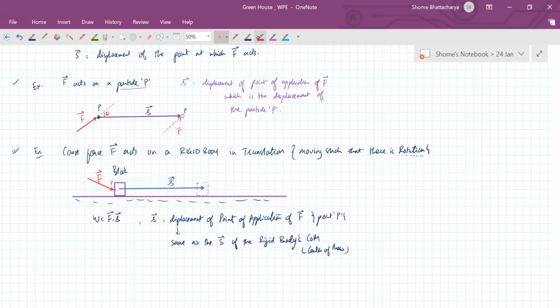Okay, so hope this point is clear. The force is continuously acting at this point, but the body is moving in such a way that it does not rotate. So that particular point at which we are applying the force will have the same displacement as the center of mass of the body.